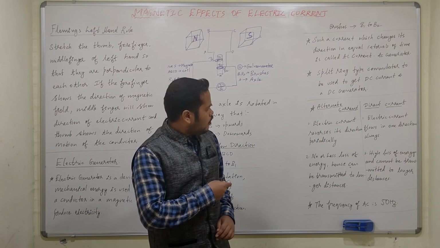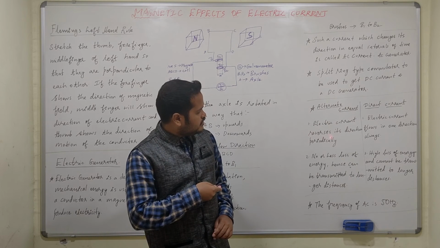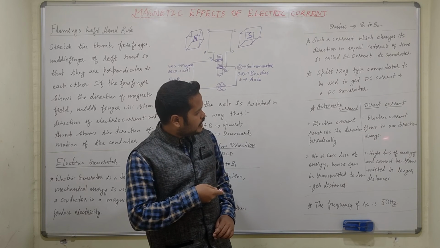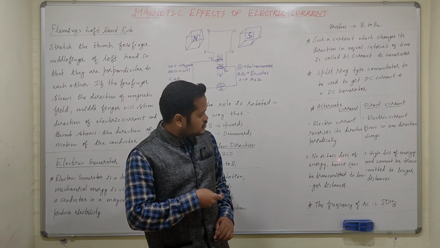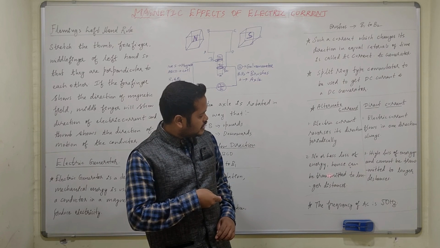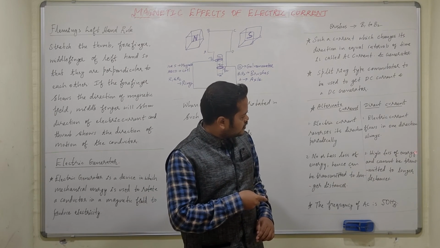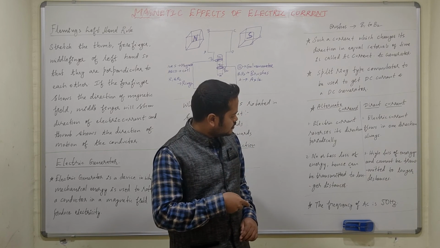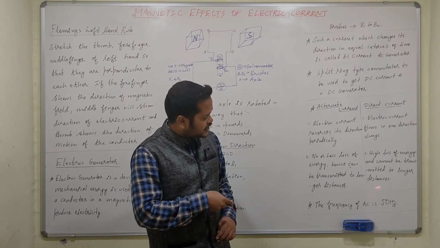So let us see the differences between alternate current and direct current. Alternate current: electric current reverses its direction periodically. Direct current: electric current flows in one particular direction always. Alternate current: no or less loss of energy, hence it can be used to transmit to longer distances. Direct current: high loss of energy and cannot be transmitted to longer distances. The alternate current frequency which we use is 50 Hertz.